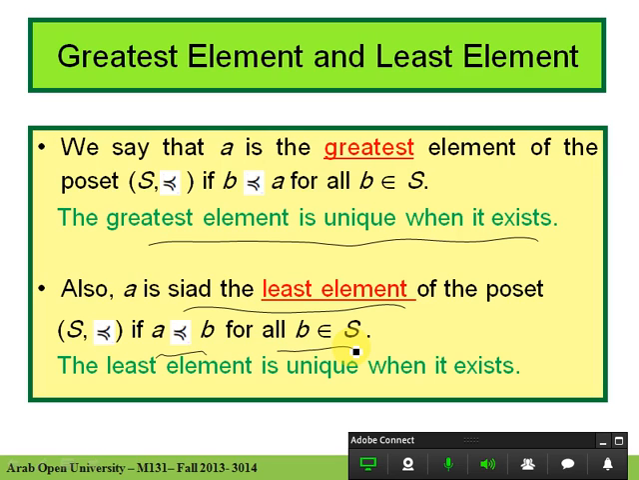Can we just say it has a relation not to all elements, just to the minimum element? No, to all the elements. No, we don't say the greatest is 25, that is the maximal. Maximal is different, greatest is different.